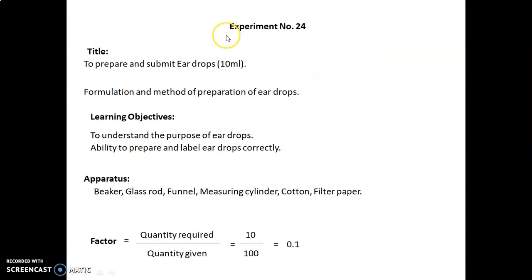Let's discuss experiment number 24. The title of today's experiment is to prepare and submit eardrop 10 ml. In this we are going to study the formulation and method of preparation of eardrops. Learning objectives are to understand the purpose of eardrops, and the ability to prepare and label eardrops correctly. Apparatus required are beaker, glass rod, funnel, measuring cylinder, cotton, filter paper, etc.